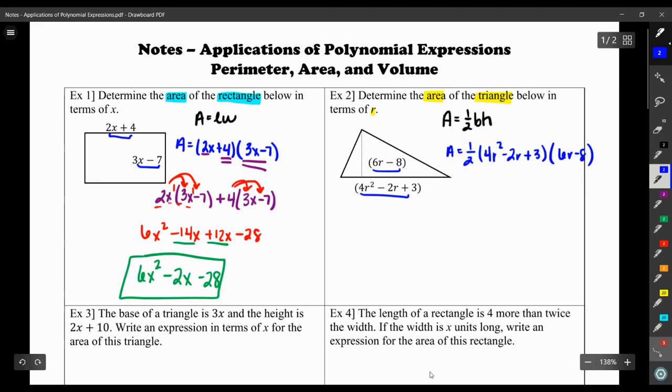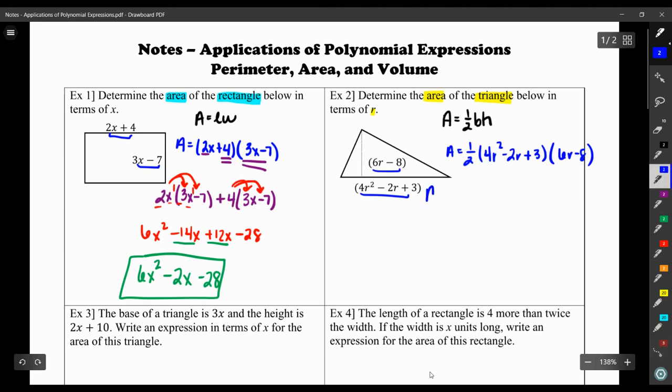Now, with the triangle, it's a little bit more difficult because of this half. Think about regular multiplication. It doesn't matter what order you multiply things in. So I can multiply the half times this trinomial. I can multiply the trinomial and the binomial first, or I can multiply the half times the binomial. The half times the binomial seems to be the simpler option. And the reason why is if you distribute 1/2 into the trinomial, you cannot do half times 3 and get a nice whole number. You get a fraction.